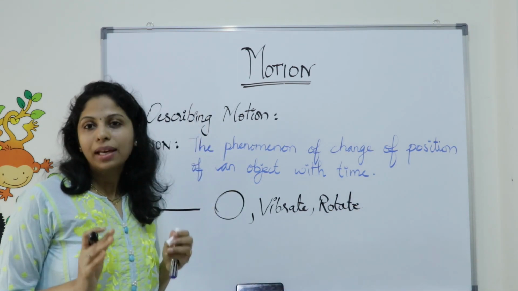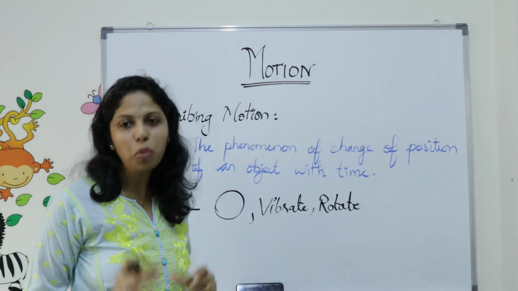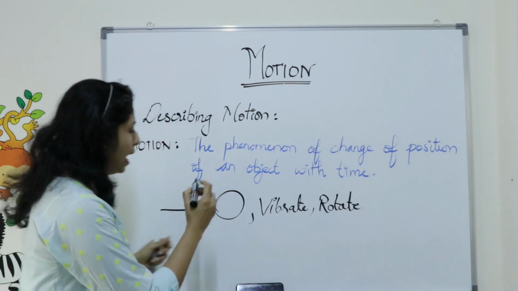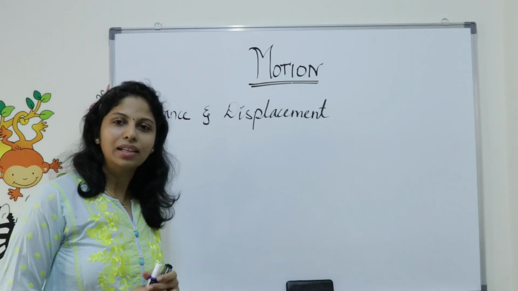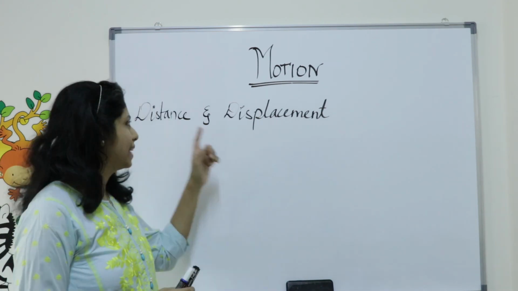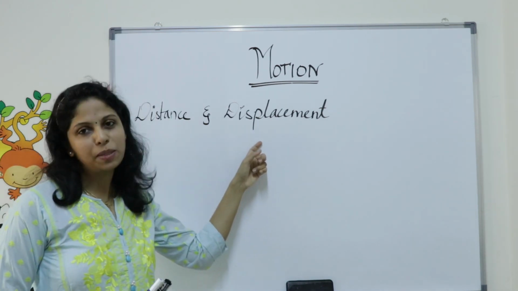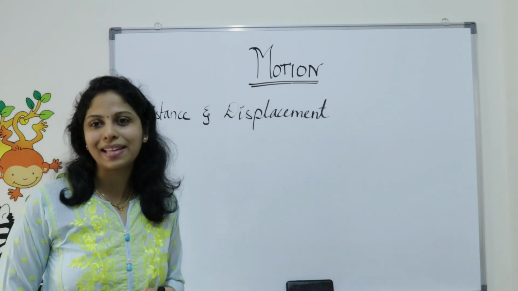Okay, so in this chapter, first we are going to discuss the motion of an object along a straight line. Now, let us learn about two different physical quantities which we use in motions. That is nothing but distance and displacement. Now, let us define what is distance and displacement based on an example.